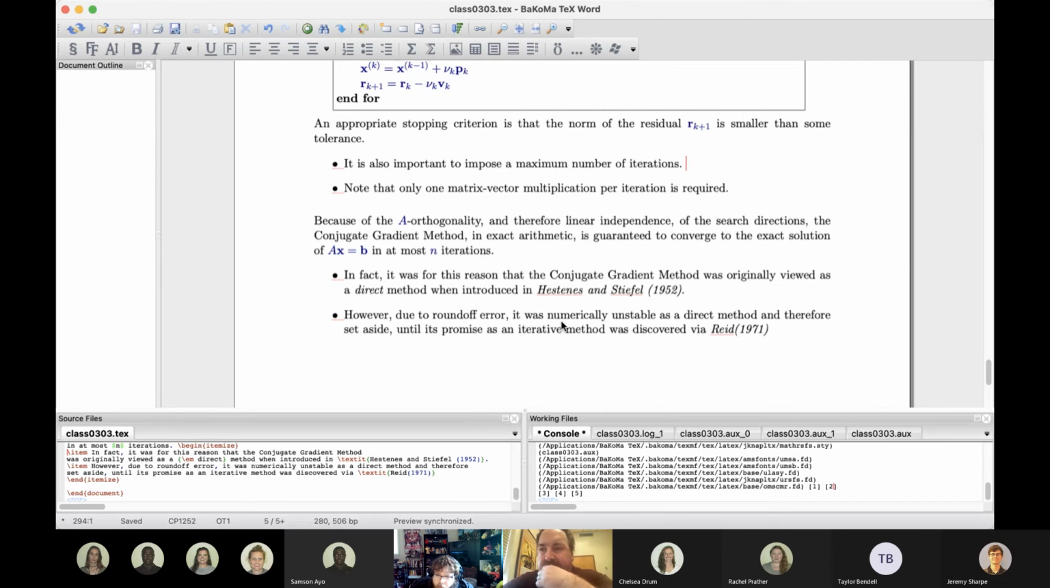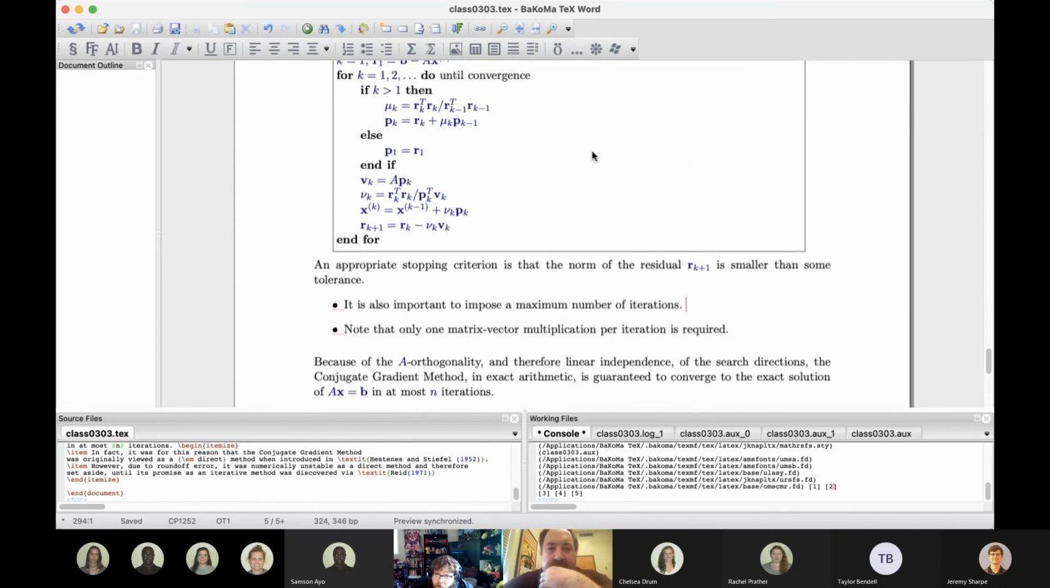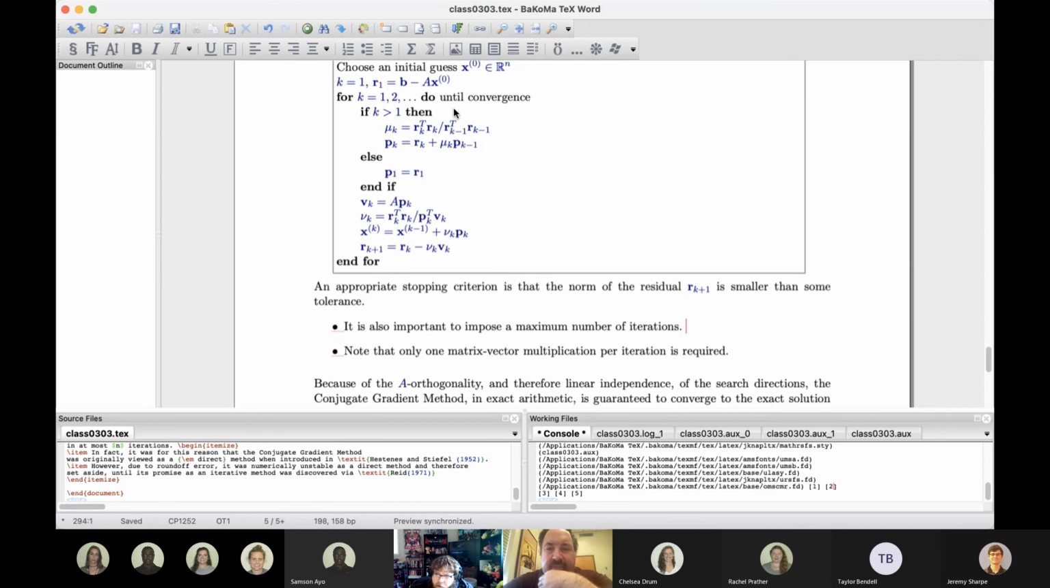I should mention that when A is ill-conditioned, conjugate gradient can still converge very slowly and may not be very effective. So what you do is what's called preconditioning. I won't really get into that. That's actually the next subsection. You end up modifying this algorithm where you end up solving a system involving a sparse matrix. That's called a preconditioner.